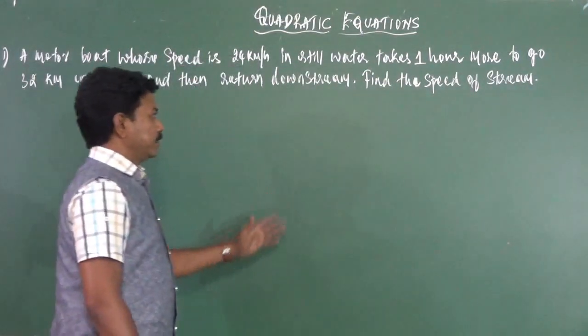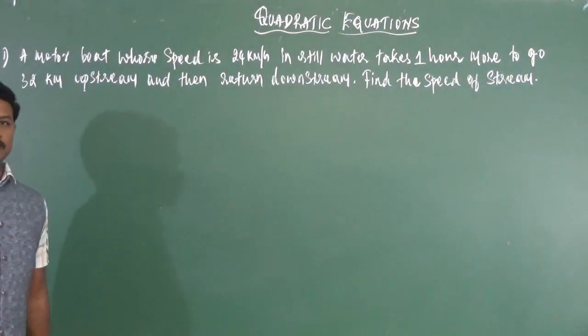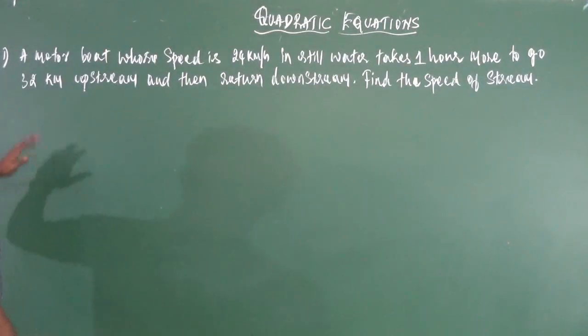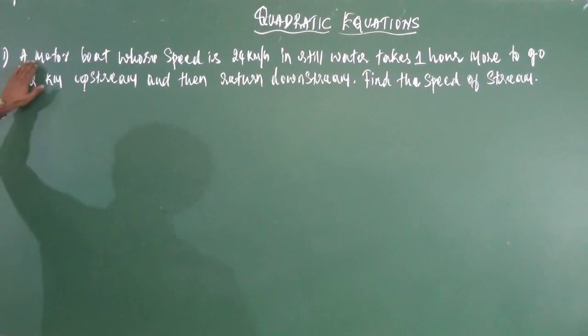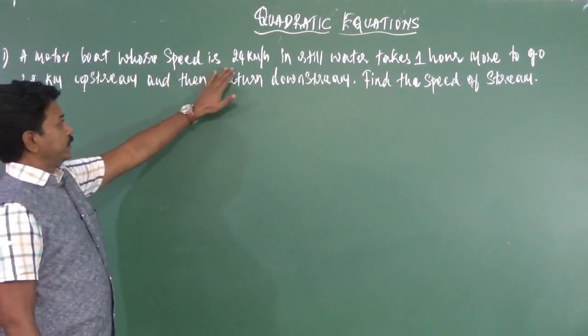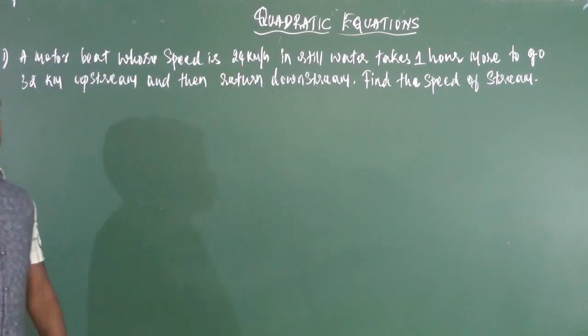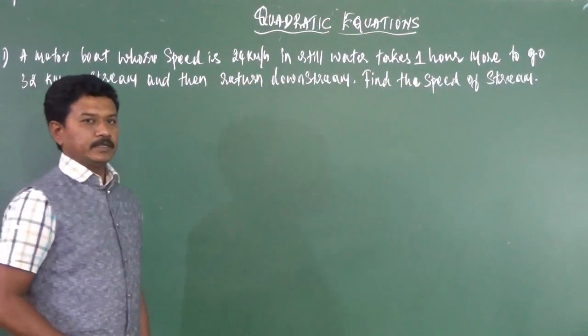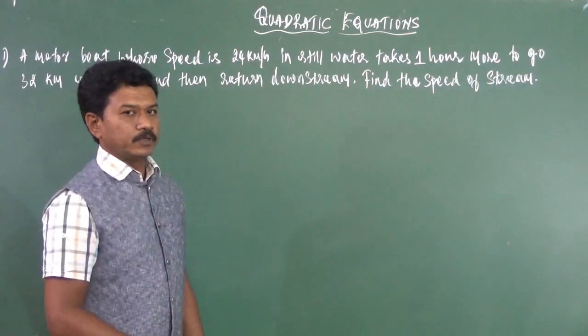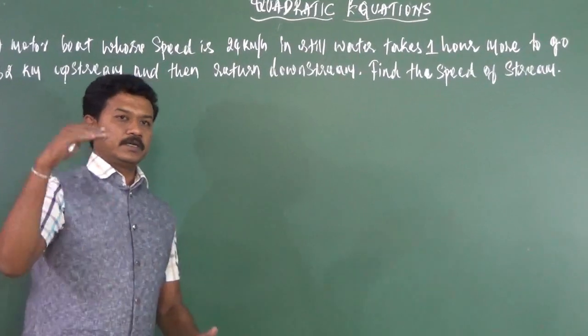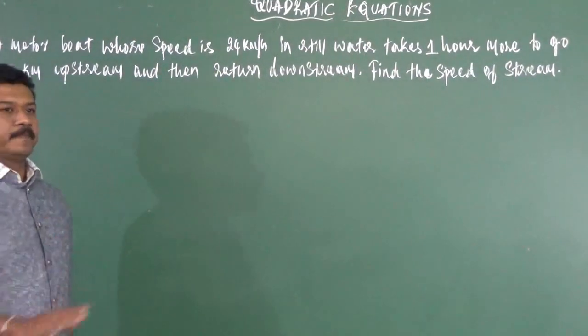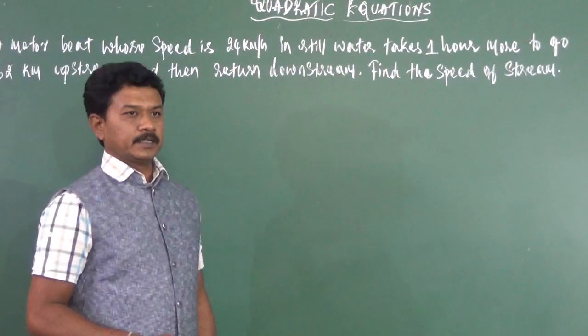We have a similar problem which was done in the previous session, on a boat. So let us go with the problem here. A motor boat whose speed is 24 km per hour. The speed of the boat is given. So where is the speed of the boat? Is it in still water, or in the downstream, or in the upstream? You have to recognize that particularly in this problem.